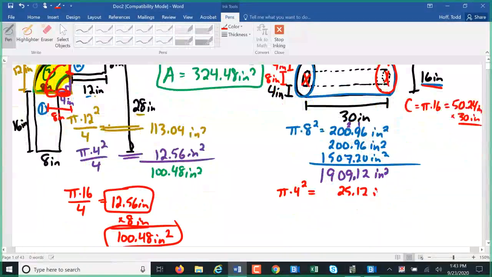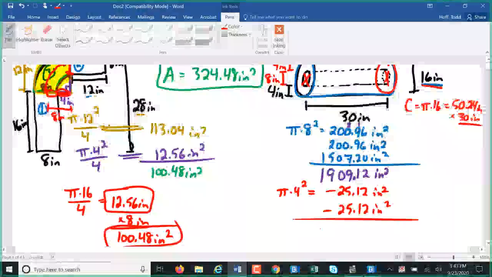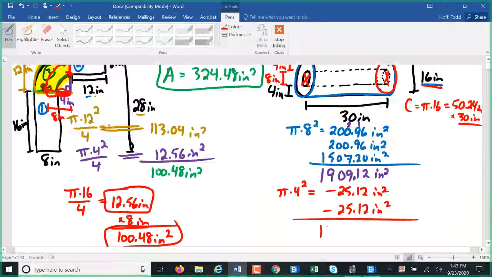Well, there's one on the other end as well, 25.12, and those are both being subtracted. Also, what does that come out to be? 1884, 1858.88, I believe, square inches. So that's where we're at after we cut out those circles.